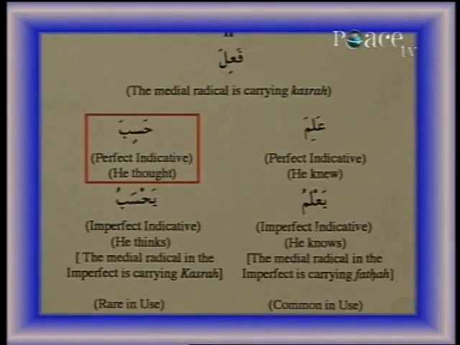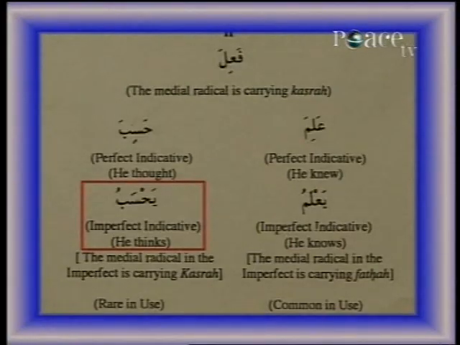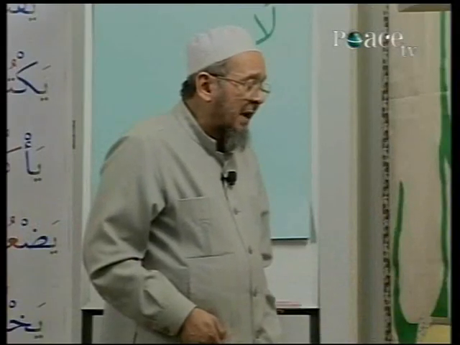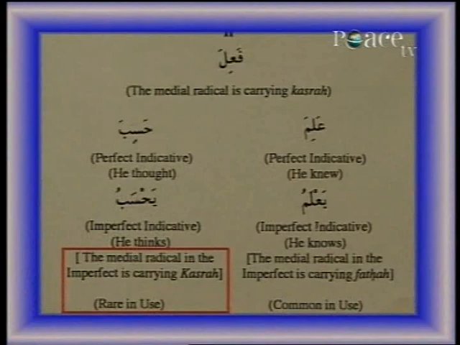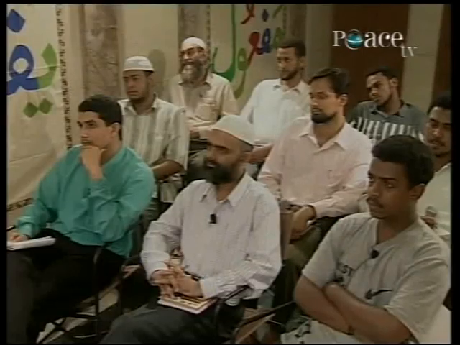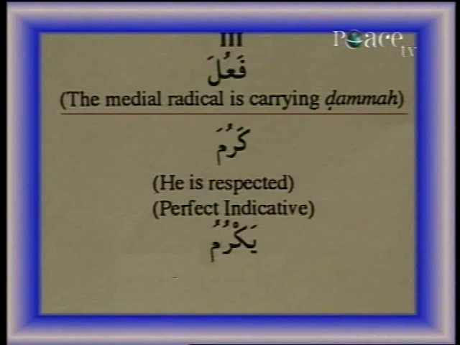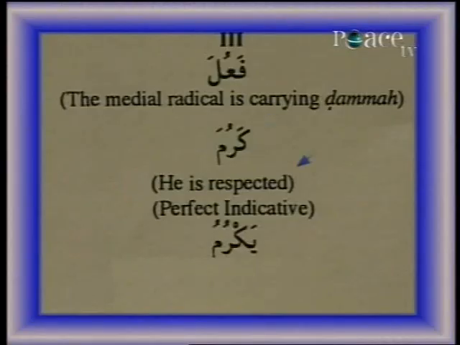Hasiba, perfect indicative, he thought. Yahsabu, imperfect indicative, he thinks. The medial radical in the imperfect is carrying kasra, rare in use. Third, fa'ula. The medial radical is carrying dhamma. Karuma, he is respected. Perfect indicative, yakrumu, he is being respected. Imperfect indicative. It is rare in use.